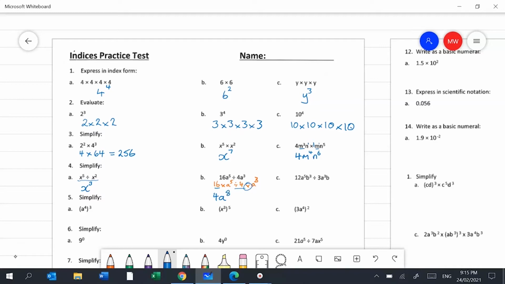A similar thing happens in question C here, okay? Really what we've got is 12 times a to the 5 times b to the 3 divided by 3, and it only applies to the 3 times a to the 3 times b. So the answer is 12 divided by 3 makes 4, but we add the rest of the indices. We've got 5 and 3, which makes 8. And with the b's, we've got 3 and 1, which makes 4.